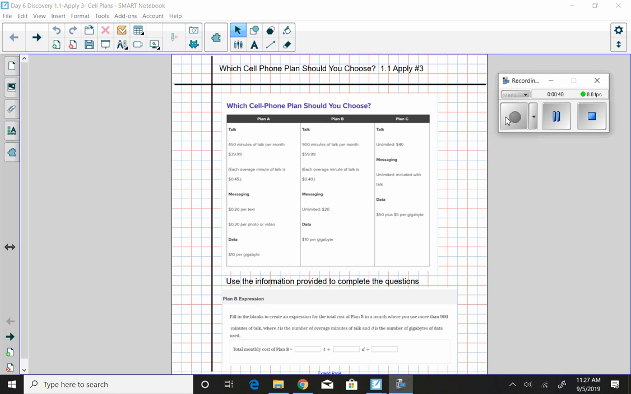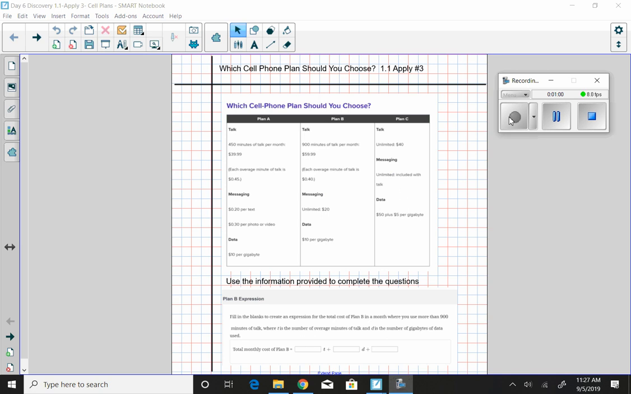All right, so if you'll notice, Plan A says that you can have 450 minutes of talk per month for $39.99. And then every minute over that, you're going to get charged 45 cents. Messaging is 20 cents per text and 30 cents for a photo or a video.